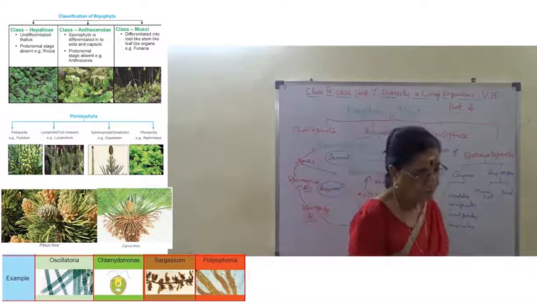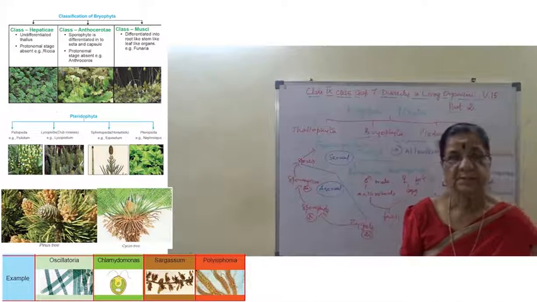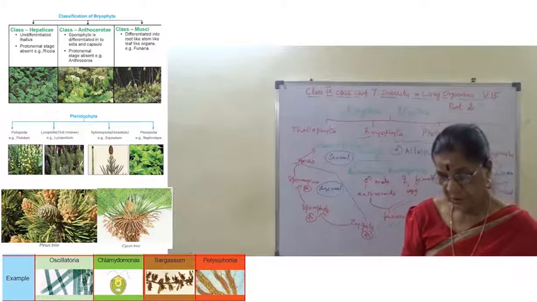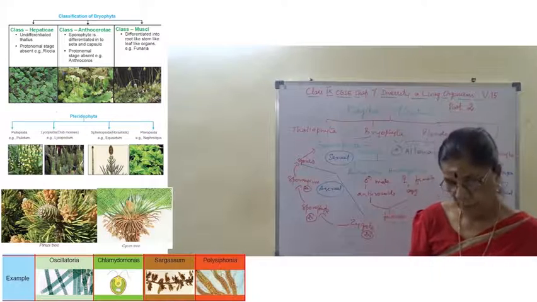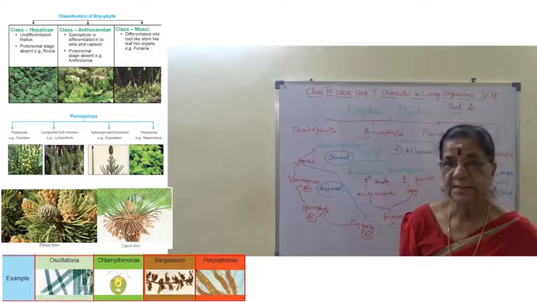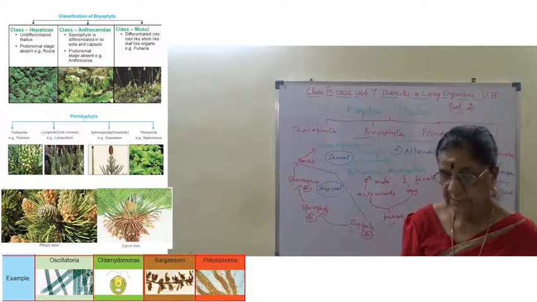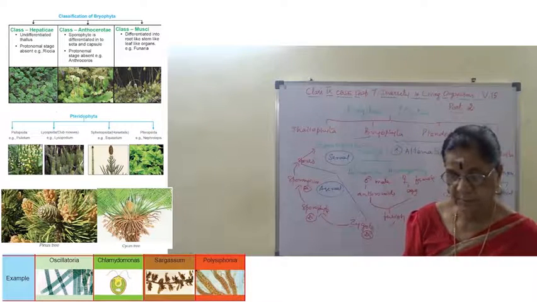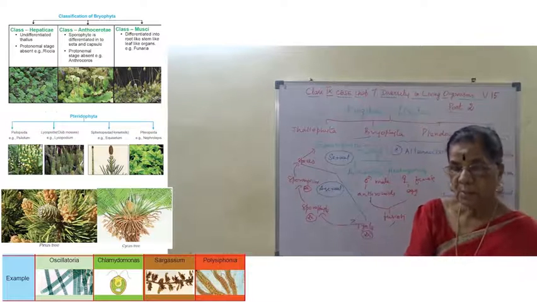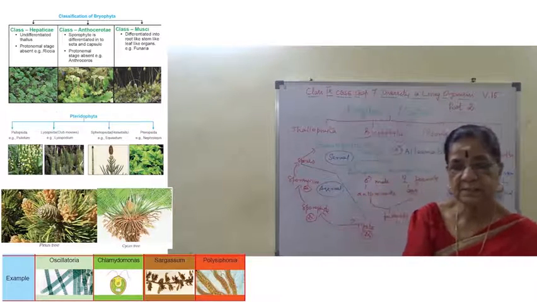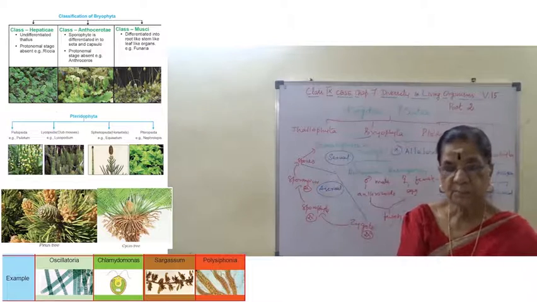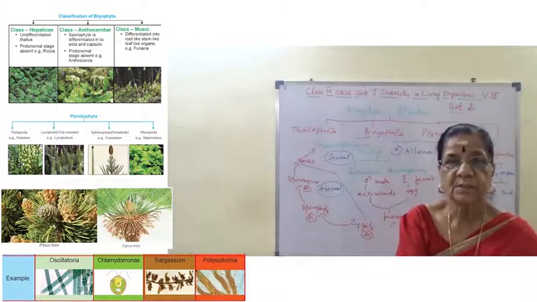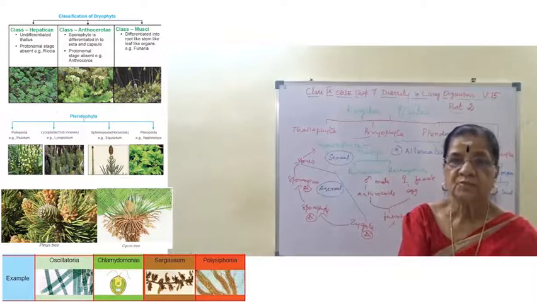So here gymnosperms are classified into cycadales, example Cycas, ginkgoales, example Ginkgo biloba, coniferales, example Pinus, and gnetales, example Gnetum. Cycadales are palm-like small plants, erect and unbranched. Leaves are pinnately compound, forming a crown. Compound leaf means the leaf occurs in small sizes.